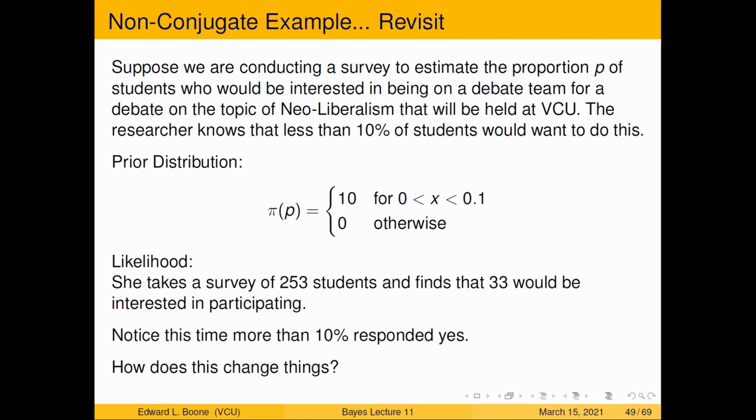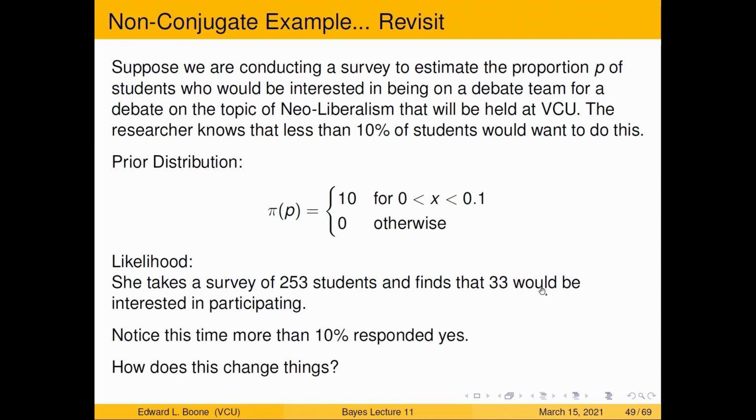Again, we're on the same example where we're interested in estimating the number of students who would want to participate in a debate on neoliberalism. The researcher knows that less than 10% of the students would want to do this because, let's face it, nobody likes to stand up and talk in front of people. Now, this is the prior distribution from last time. I'm going to leave that the same because it's less than 10% of the students.